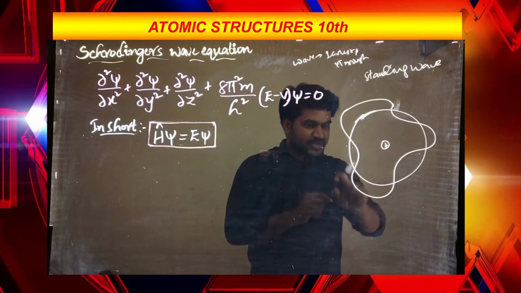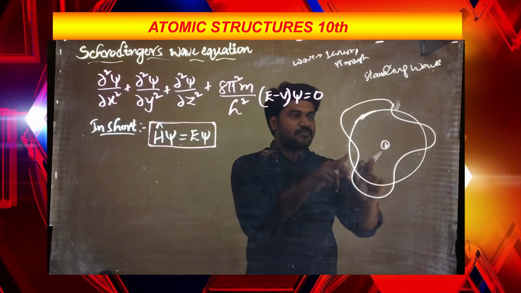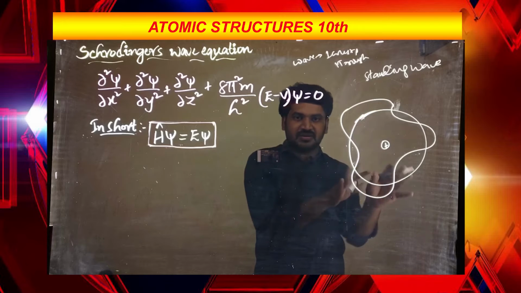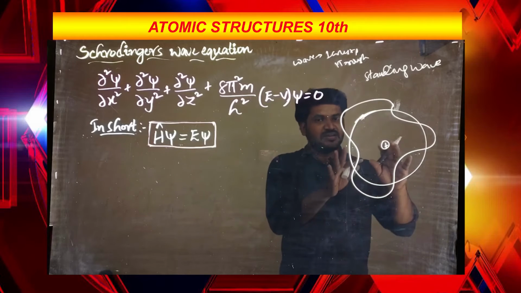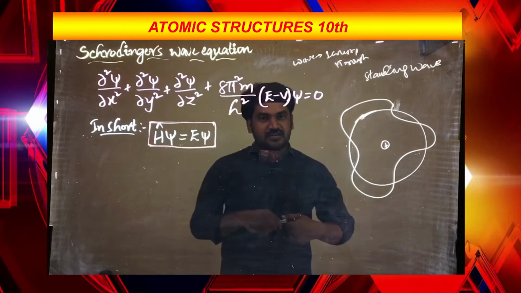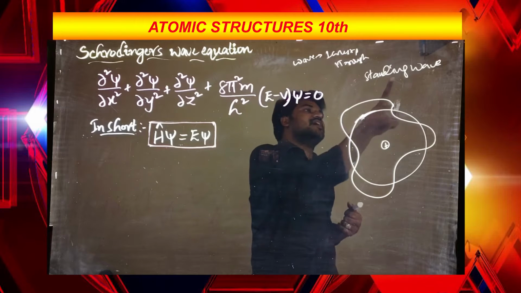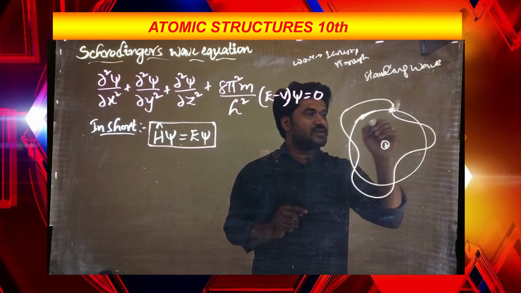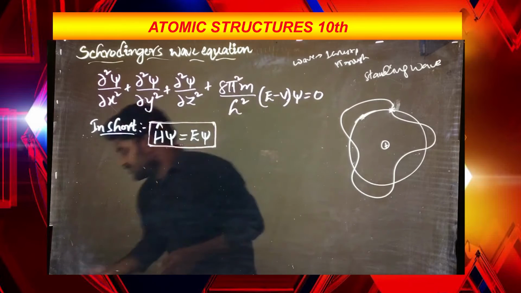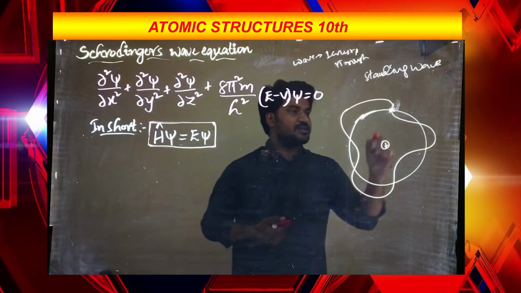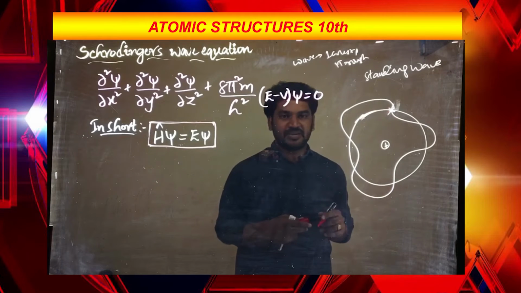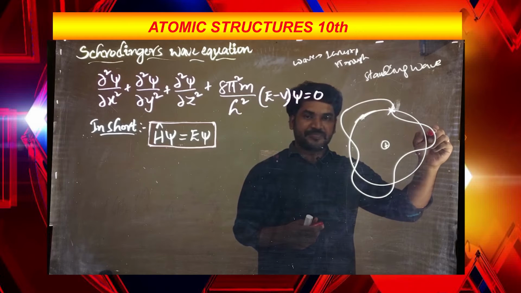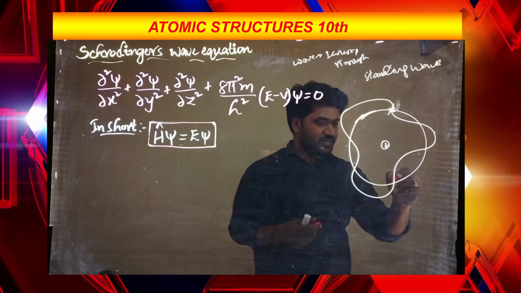Now this is the pathway. In that pathway, the electron is revolving in a particular way. The electron is considered as a standing wave. Now you see this, suppose the electron started its journey from here. The electron is moving from here to here, and then coming to here.